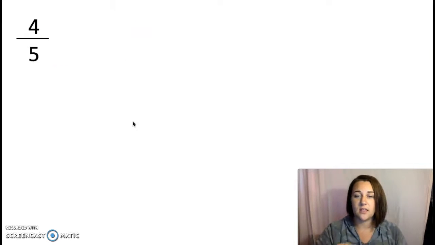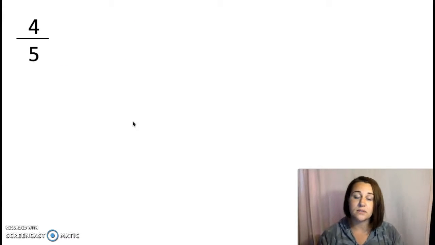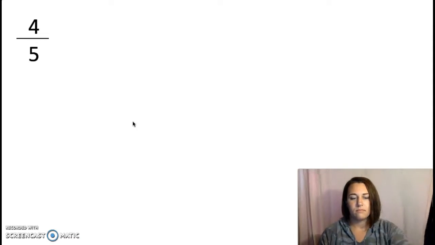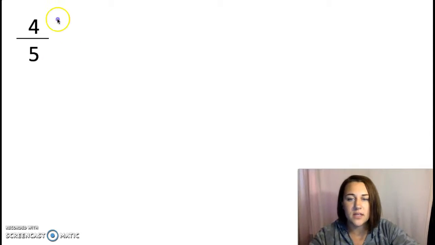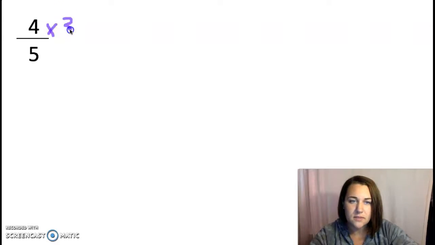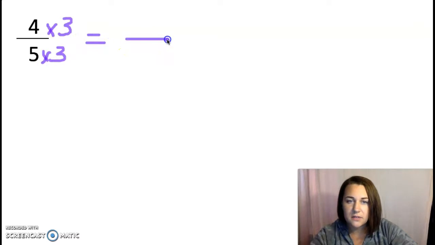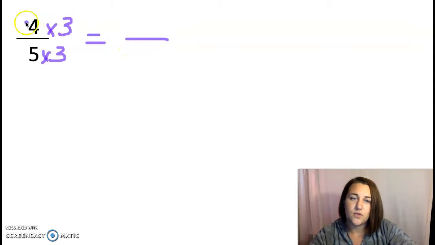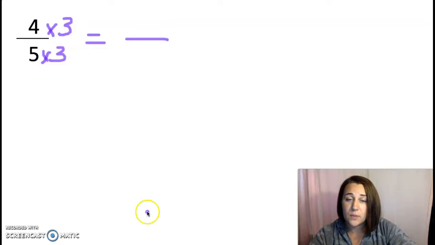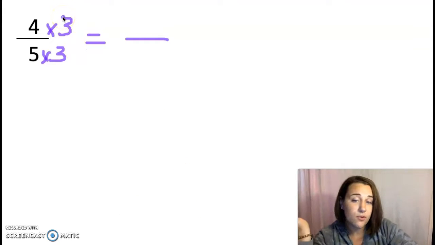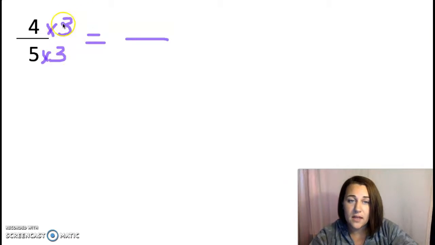Let's do another one together. Now I have 4 fifths. This time I'm going to multiply by 3. I make my multiplication symbols. Whatever I do to the top, I have to do to the bottom, so I know I'm doing times 3 on the bottom too. Now I can solve my problem. I do 4 times 3. You can make equal groups if you need to, or skip count, or you might have them memorized. I'm going to skip count by 3 on my 4.